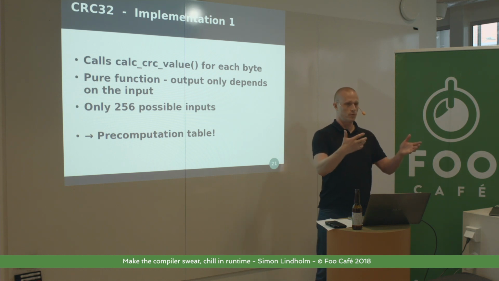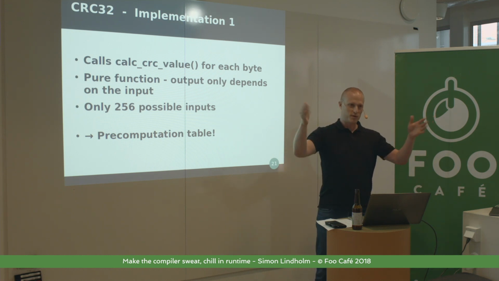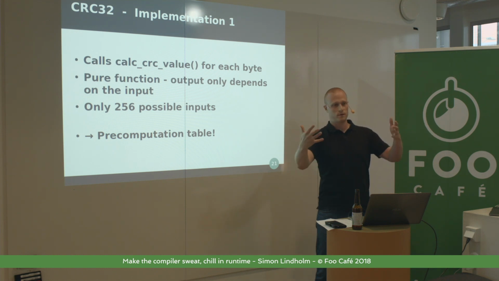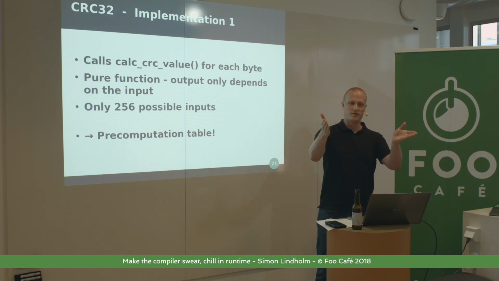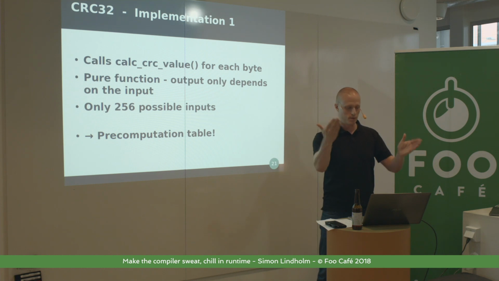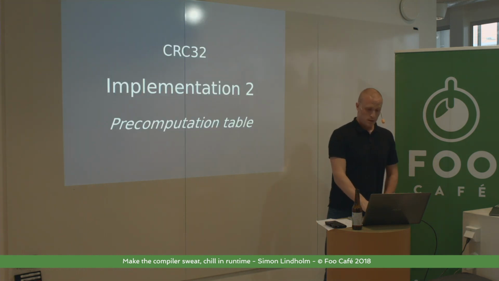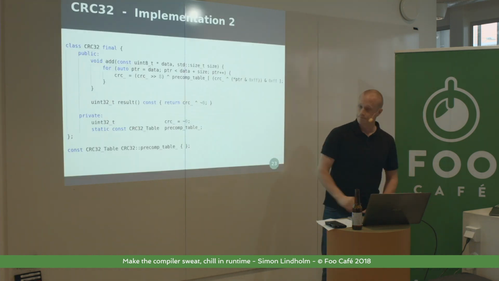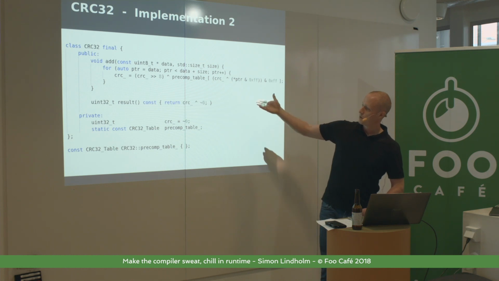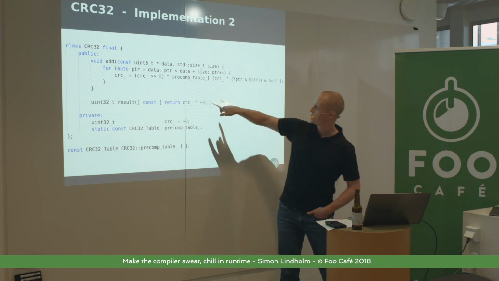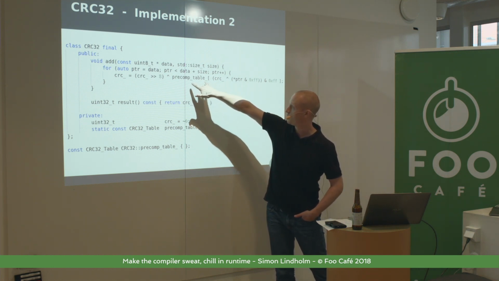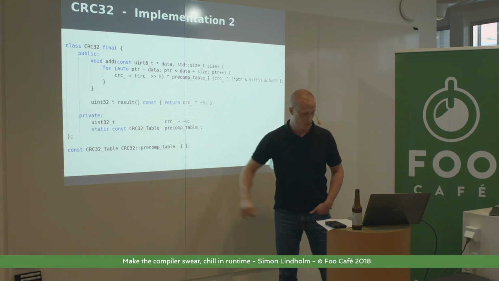So when you're adding data, which could be gigabytes maybe, you don't need to call that function for each byte. You can just run through all the 256 values once, and then you can just look it up in a table. So here's the version with a table. Instead of calling the function, we just look up the value in the table, which we have down here below.